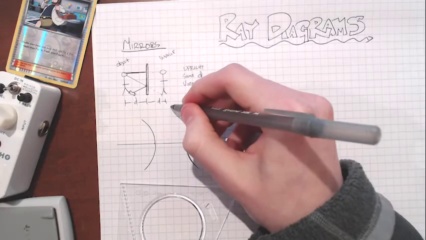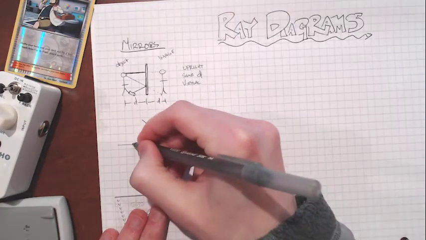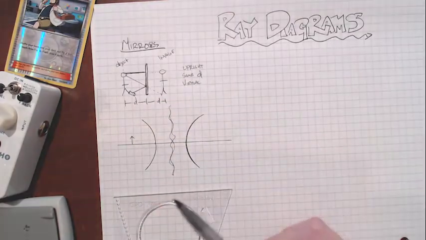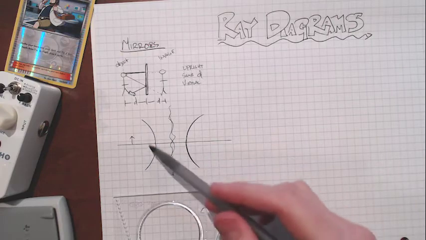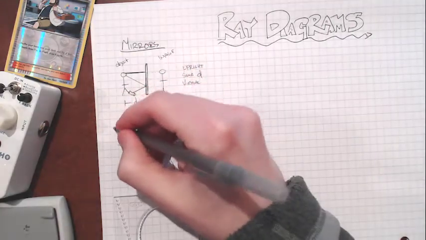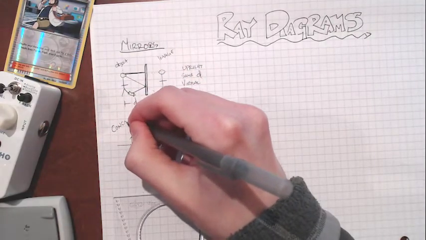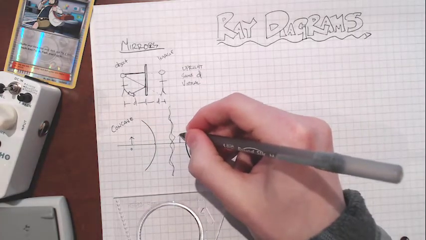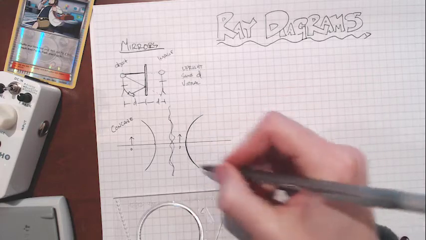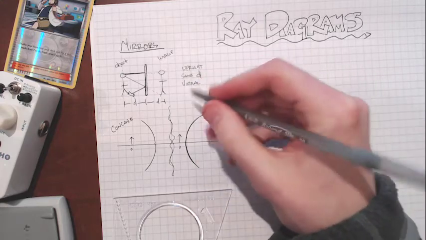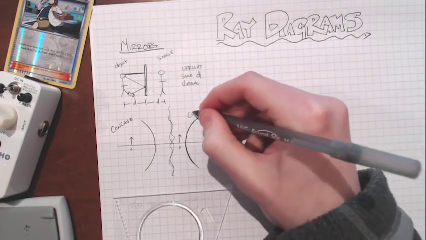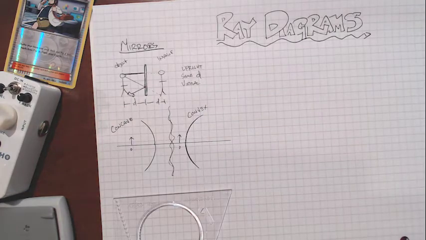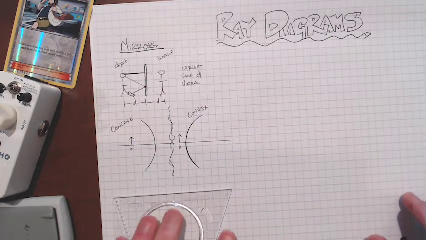So these are two separate mirrors here. If I have an object and it's on the inside of this curved mirror, this mirror is going to be what's called a concave mirror. Okay, this is the object. If I have an object and it's on the outside of the curvature surface, this is going to be what's called a convex mirror.